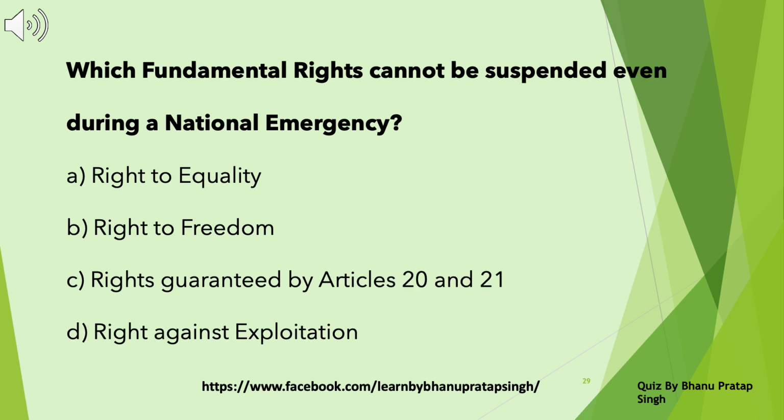Which fundamental rights cannot be suspended even during a national emergency? A. Right to equality. B. Right to freedom. C. Rights guaranteed by Articles 20 and 21. D. Right against exploitation. Choose the correct answer. Answer C. Rights guaranteed by Articles 20 and 21.